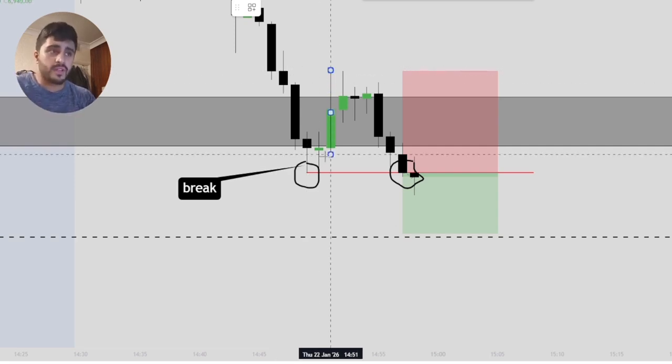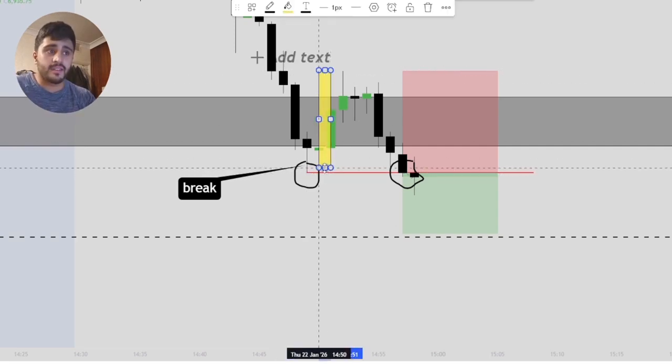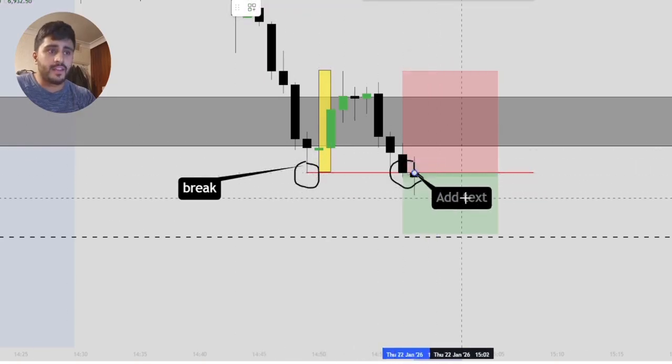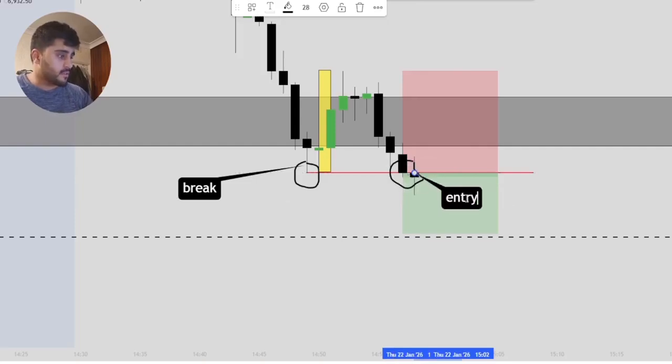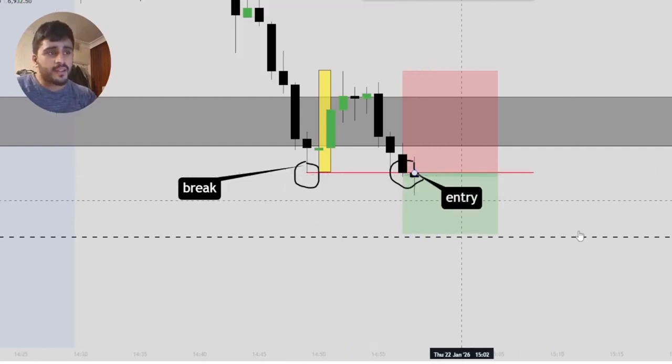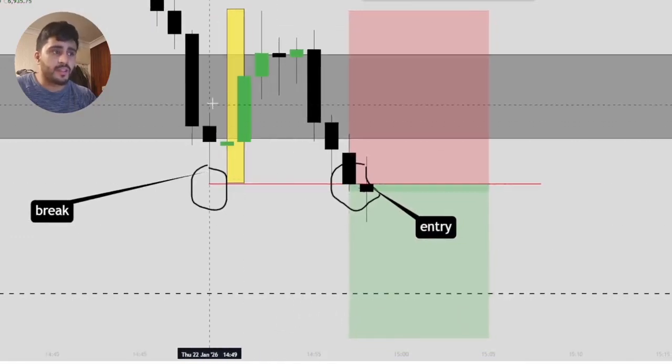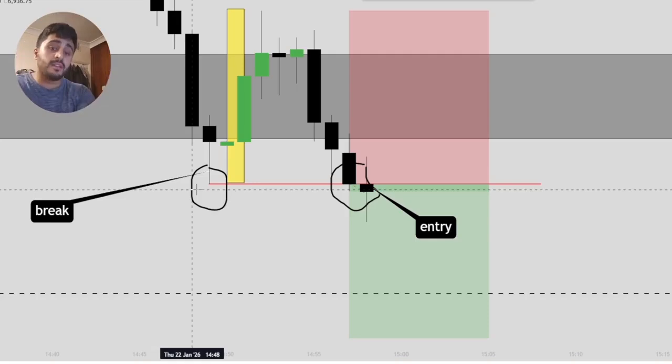So this was the retest area. The retest is defined as all the candles between the break candle and the entry candle. So this is the break candle. This is the entry candle, just like this. And just to be very specific with how I enter, this is the candle that really broke. And so I use the bottom of the candle.